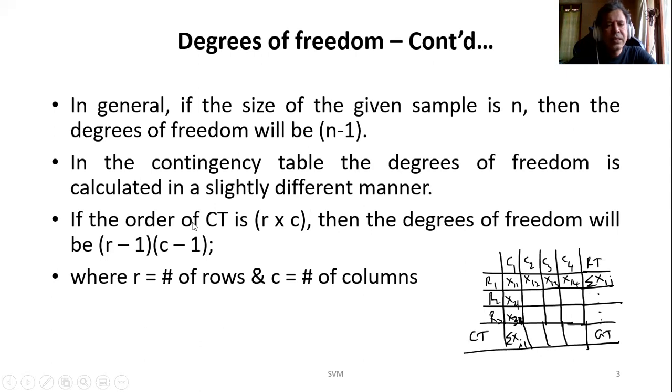There, how do you calculate the degrees of freedom? If the order of the contingency table is R by C, R denotes rows, C denotes columns, in that case, the degrees of freedom is (R minus 1) multiplied by (C minus 1). For this example, how many rows are there? There are 3 rows. So 3 minus 1, multiplied by how many columns are there? 4 columns, minus 1. So this is 2 multiplied by 3. So you have 6 degrees of freedom. In this particular example, we have 6 degrees of freedom. Likewise, we calculate degrees of freedom in case we come across some contingency table.